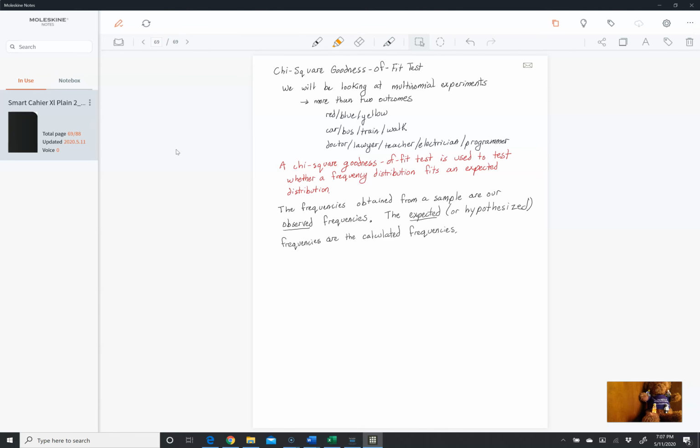Okay, so E sub I is equal to N times P sub I, where N is the sample size. Okay, it's the same as the sample size so that we can compare it to the observed frequencies. If we used a different sample size to calculate the expected frequency, then we wouldn't be able to do that. Okay, and I represents each category.